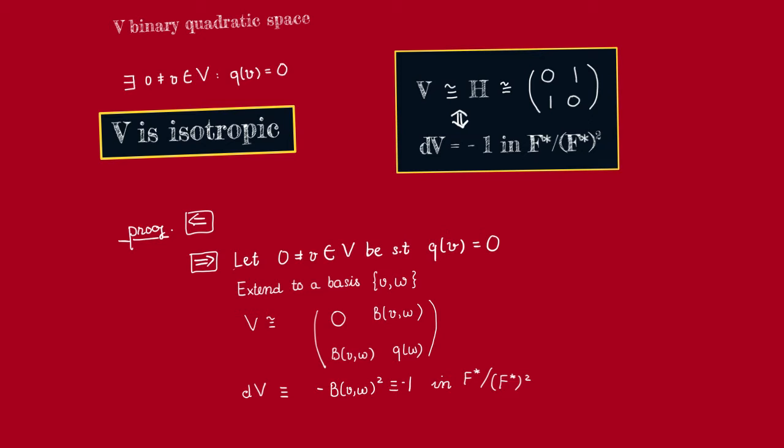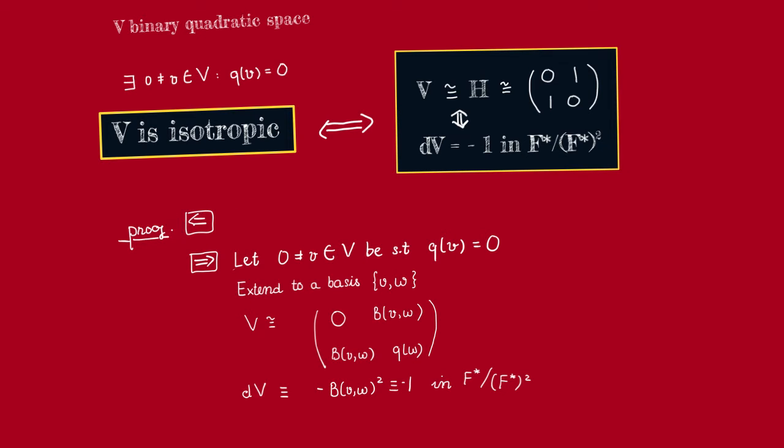For a binary quadratic space, V is isometric to the hyperbolic plane if and only if it is isotropic. Remember, this means that there must be some non-zero vector in V such that the value of the quadratic form at that vector is 0. So the quadratic form must have a non-trivial 0. Alright, so let's see why these are equivalent.